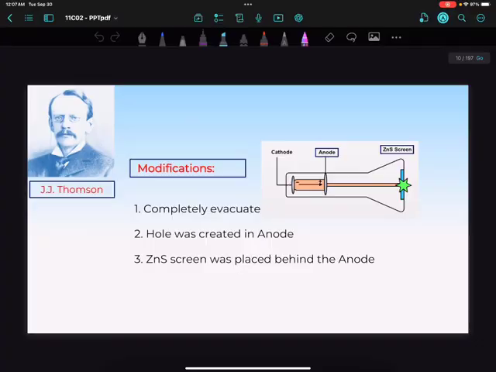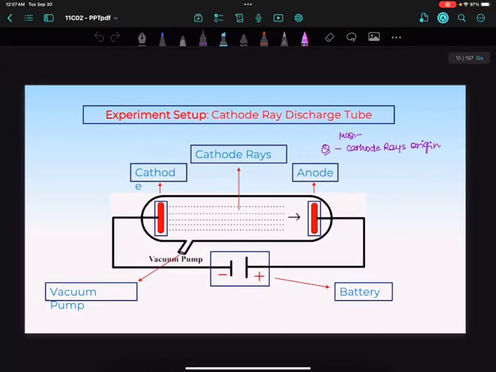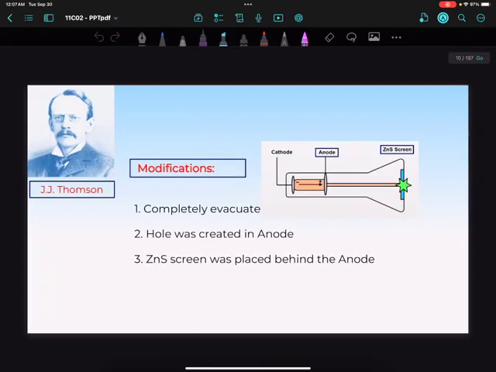Now J.J. Thomson modified this setup, and he made it completely evacuated. A hole was created in the anode and a ZnS screen was placed behind the anode. This can be asked as a short answer question: modification of the cathode anode setup.